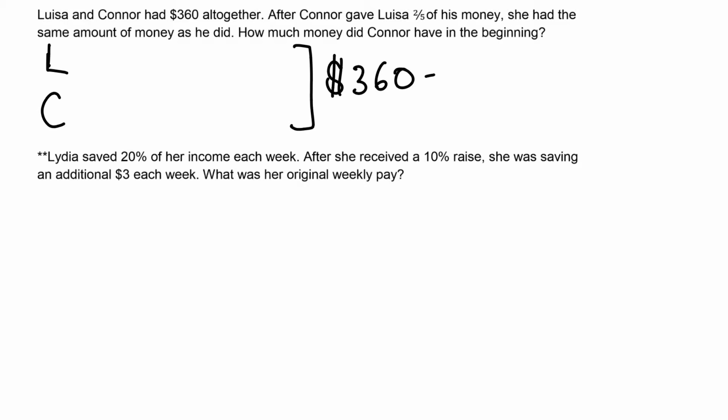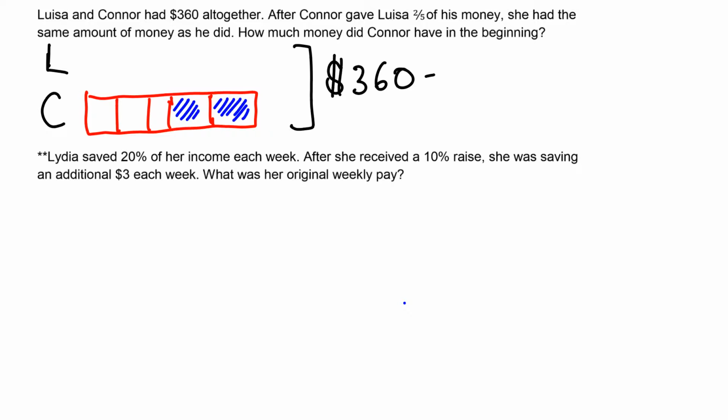Okay. Now, it then tells us, after Connor gave Louisa 2/5 of his money, she had the same amount of money as he did. So, first, let's figure out how much Connor had. If he gave away 2/5 to Louisa, that means he must have started with 5/5. So, we're going to give him 5 units. I know they're not perfectly equal, but that's okay. So now, he started with 5 units. He's going to give 2 to Louisa.